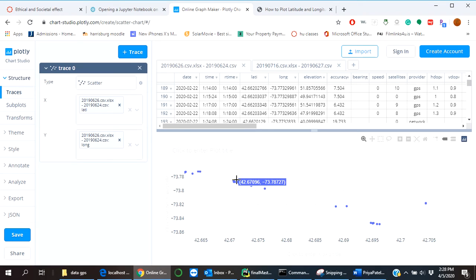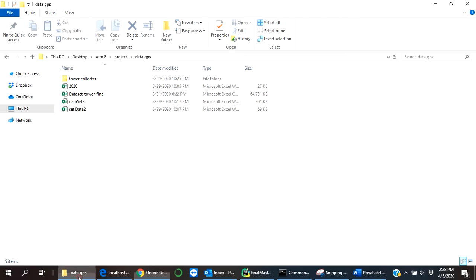In the same way, if I am going from somewhere to somewhere and want to measure my physical movement, like whether I am walking or running, upstairs or downstairs, I have created applications for that too. I will also show you what my data set is. This is the GPS data set.